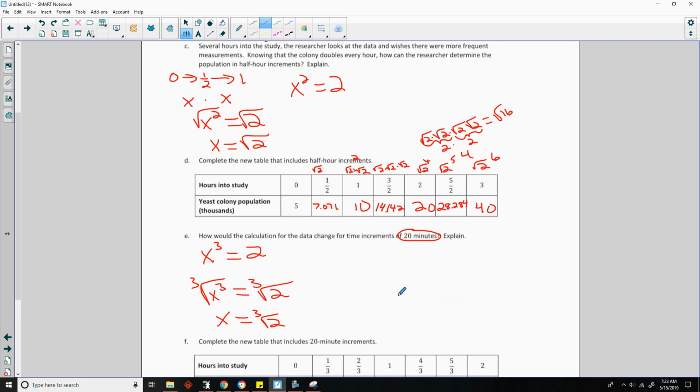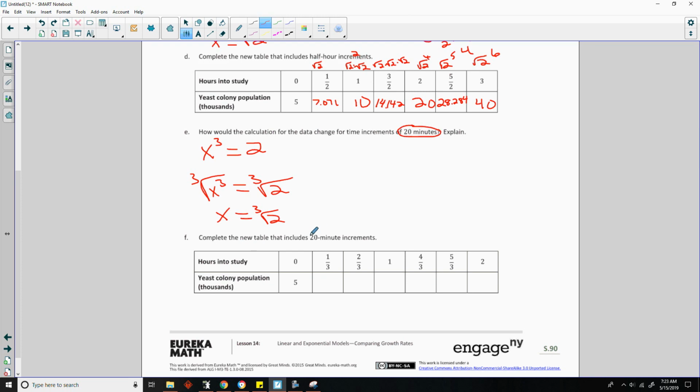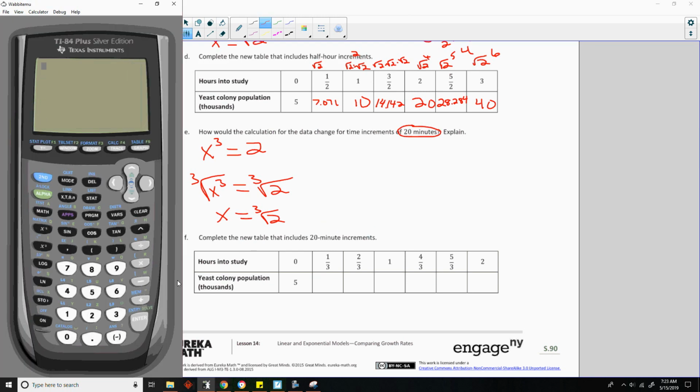So the researcher could multiply the population by the cube root of 2 every 20 minutes. Complete the new table that includes 20-minute increments. So I get my calculator. Let's just clear that. And 0 was 5. 1/3, that's one 20-minute block. I'm going to multiply 5 times the cube root of 2.